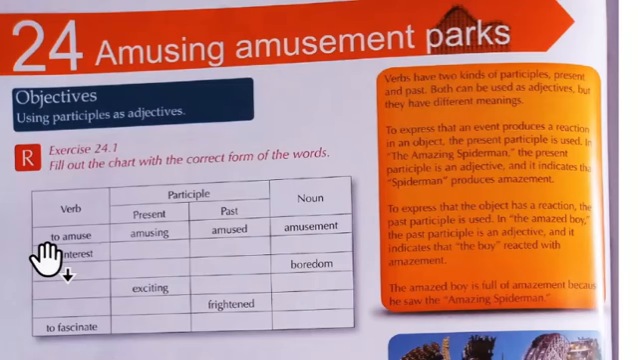We have the verb, for example, the verb to amuse. In present participle, amusing. In past participle, amused. And as a noun, amusement. Now you need to remember the difference between present participle and past participle. If you use the present participle, with an -ing ending, you are describing something. You are talking about something, okay?